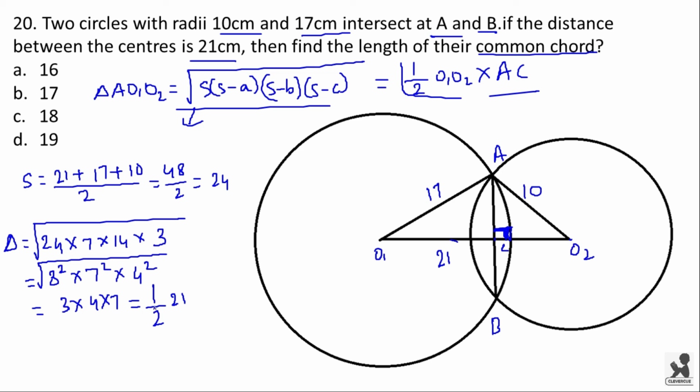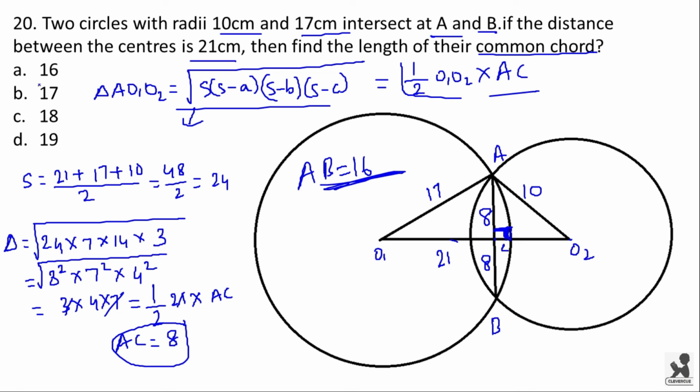Now the area will be half into 21 into AC. We get 7 into 3 goes with 21, and the length of AC is equal to 8. That means if AC is 8 and BC is also 8, the length of AB will be equal to 8 plus 8, that is 16 centimeters. Option A is the right answer.